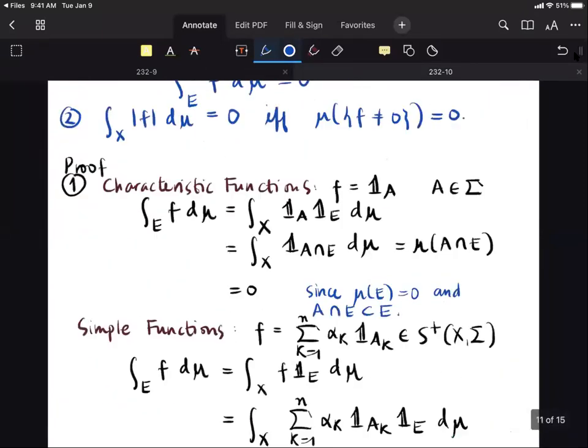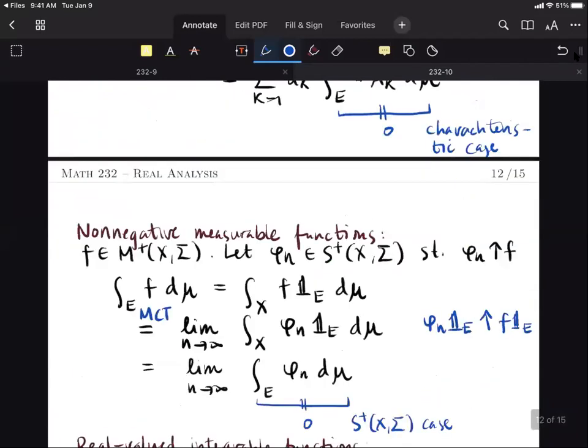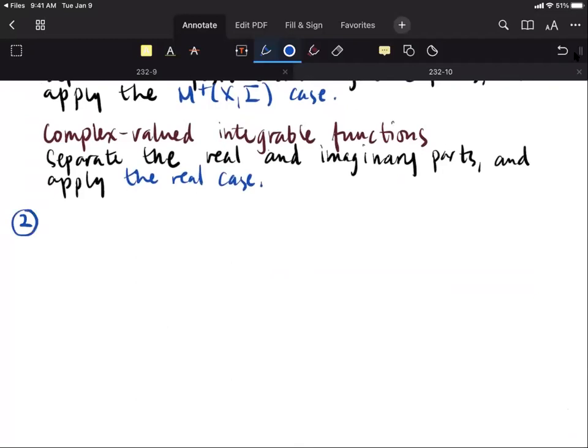The second statement here is that the Lebesgue integral is 0 if and only if the set where f is non-zero has measure 0. The proof is analogous to what had been discussed previously. So I will leave the details for you to read in the course notes. The ideas are the same as before.